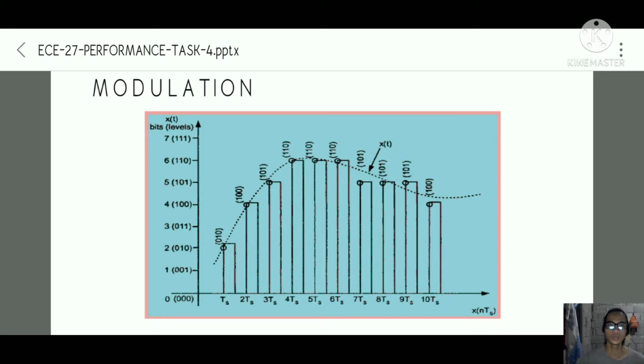Just observe the above figure. The samples taken at 4Ts, 5Ts, and 6Ts are encoded to the same value of 110. This information can be carried by only one sample value, but the 3 samples are carrying the same information, which means redundancy.